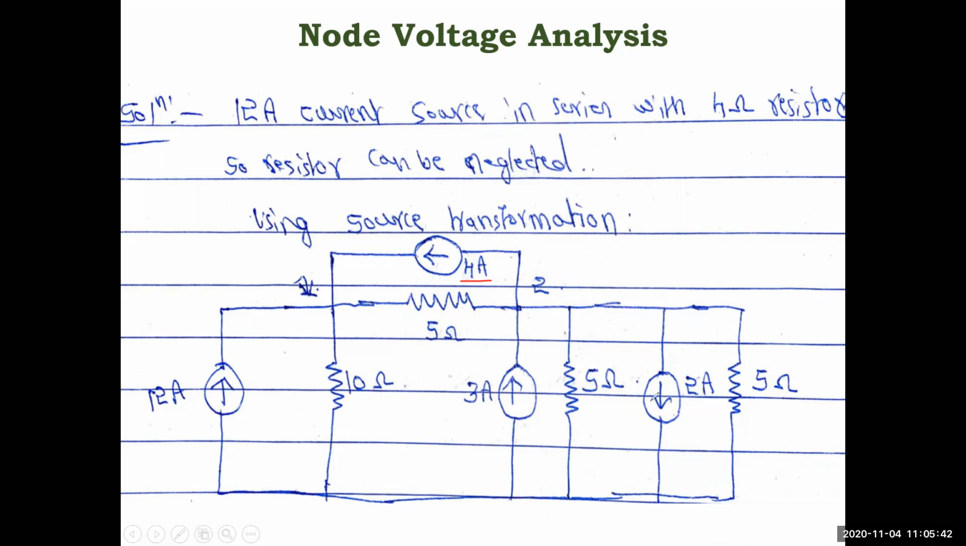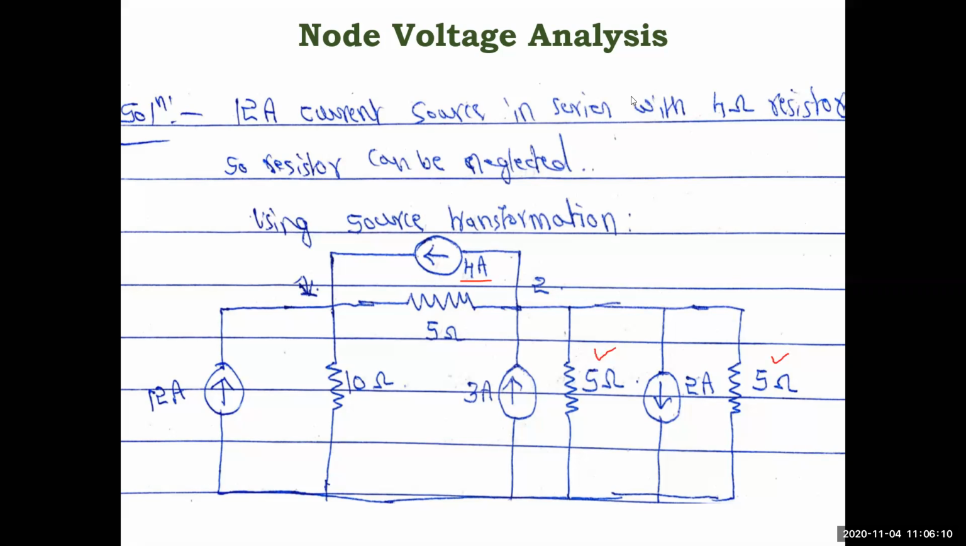So a 3 amp current source and a 2 amp current source, you can subtract them and make it a 1 amp current source, and the 5 ohm and 5 ohm are in parallel, right? So you can make a single equivalent resistance by the parallel resistance formula. Next you have the simple network. Easily you can write the node equations, use the calculator and solve for the answers. Okay, hope you have understood what I told.